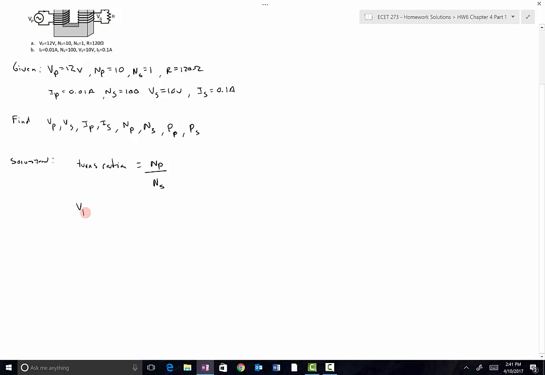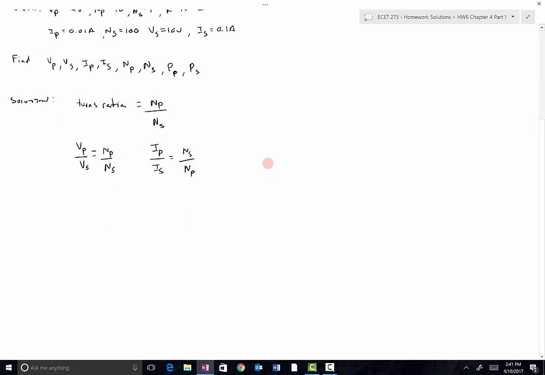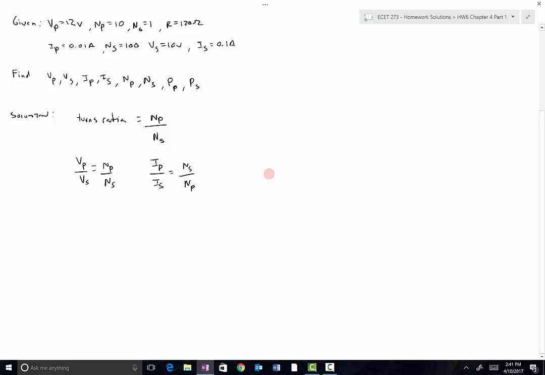Those relationships are V_P over V_S, the voltage in the primary divided by the voltage in the secondary, is equal to the turns ratio. And if we look at current, the current in the primary divided by the current in the secondary is equal to the inverse of the turns ratio. So between those three formulas, we can determine everything we need to in this problem. Let me scroll down so we can just see those right there.